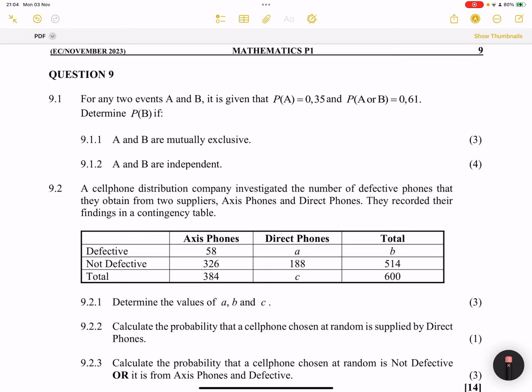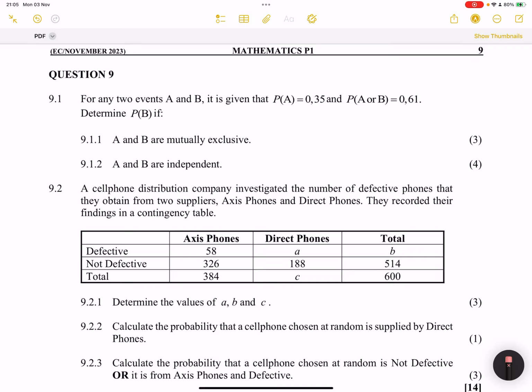Now they are giving us a couple of conditions. They say if A and B are mutually exclusive. Now remember, when we say events are mutually exclusive, these are two events that are not going to meet. So what does that mean? It means for the probability of A and B, there's no intersection. So the probability of A and B is equal to 0. Okay, so please keep that in mind.